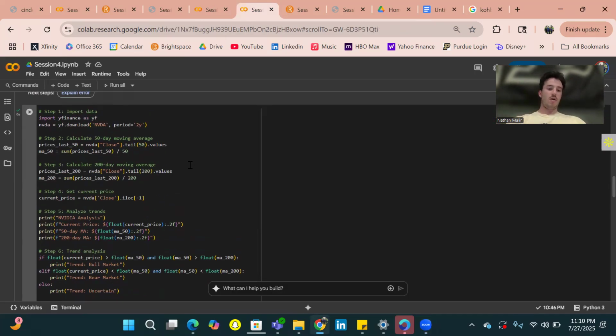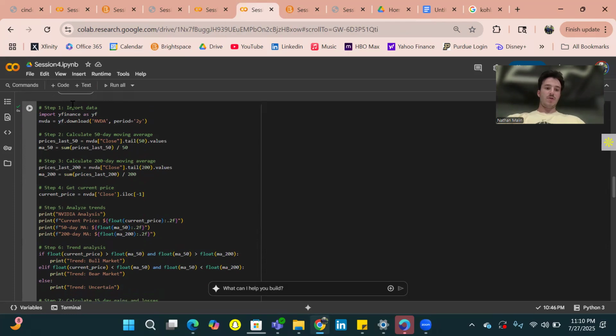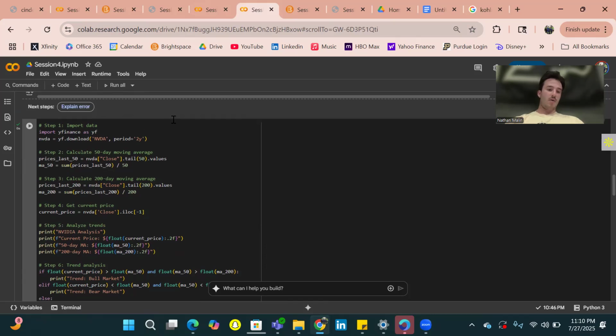Here's session four. I'm going to go through three different trading signals that I went over. I went over the 50-day moving average, which is a medium-length moving average signal. And then I also went over the 200-day moving average, which is a long-term signal. And I also went over RSI, which is a signal that basically determines how much volume a stock is actually getting to determine whether it's overbought or oversold. So let's go over my code.